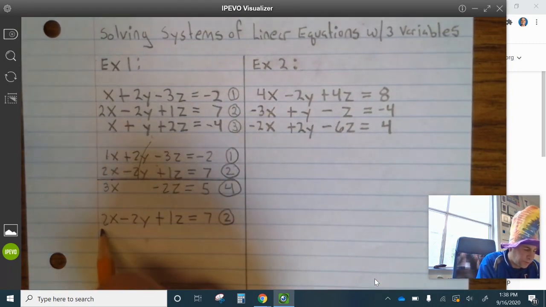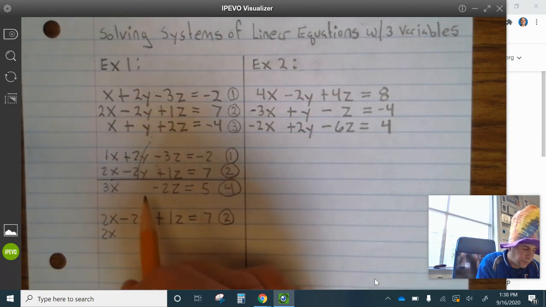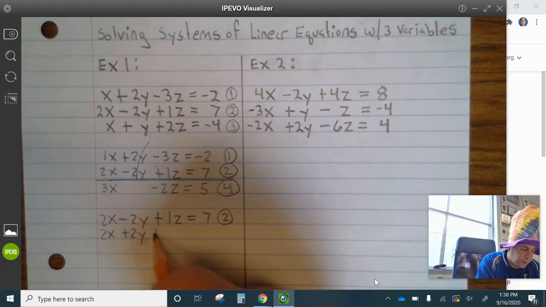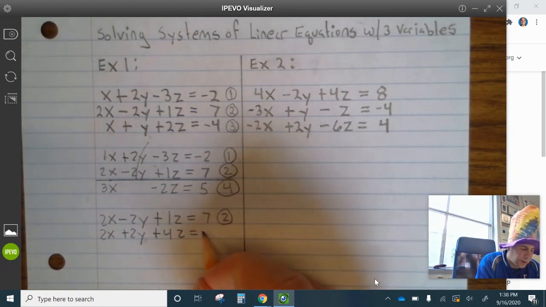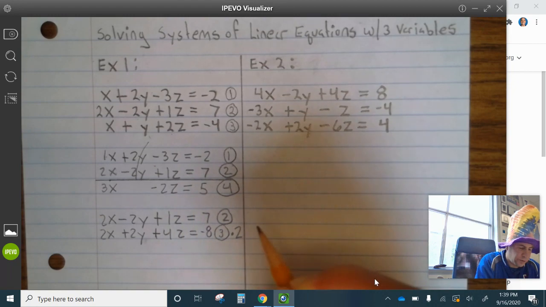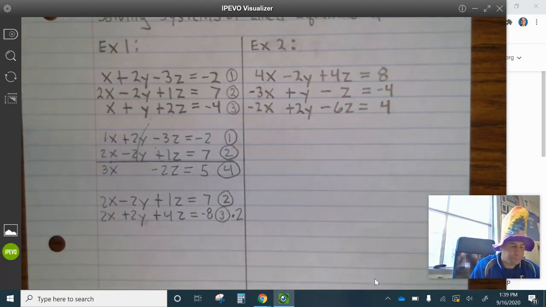So 2 times 1x is 2x. 2 times y is plus 2y. 2 times 2 is plus 4z equals 2 times negative 4 is negative 8. And that's equation 3 times 2. Okay?